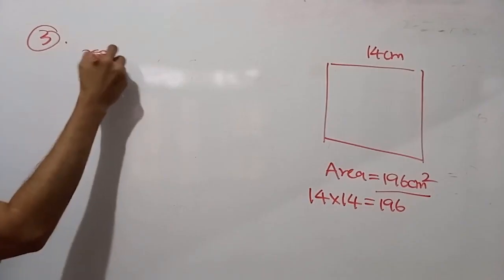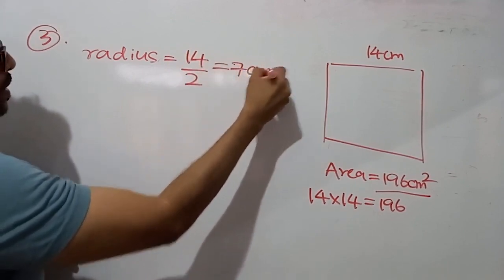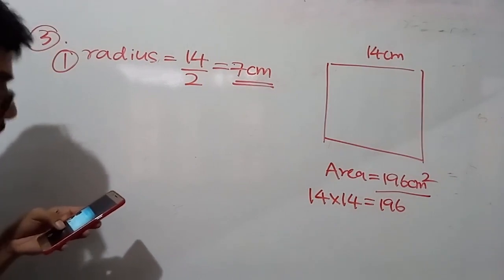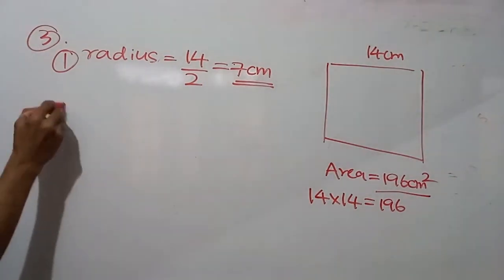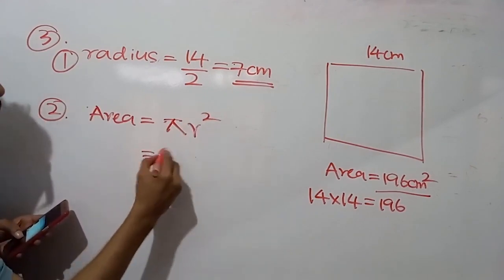So the radius is what? 14 divided by 2. That will be 7 centimeters. So this is for part 1. What is the area of that circular lamina? Alright. Area 5r squared. So 5 is what?